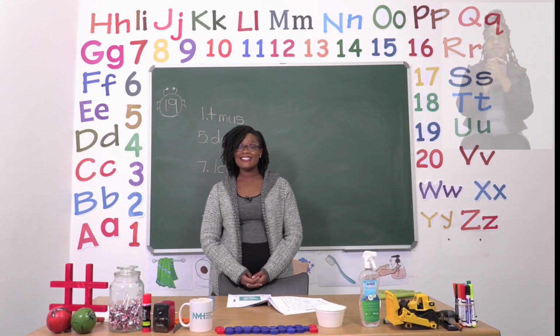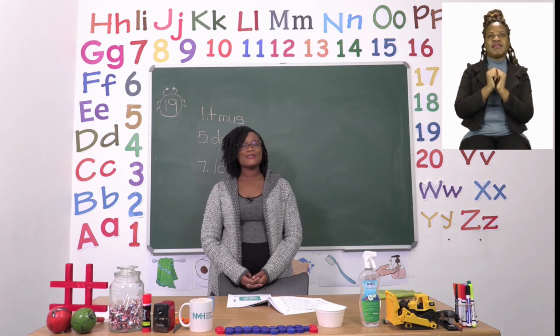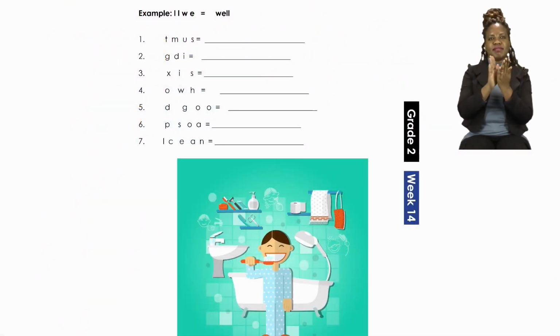Now for our lesson to continue, let us go to page 19. On page 19, we are going to be unscrambling. And this time, we're going to be unscrambling our vocabulary words and our sight words. They have given you an example of what they would like you to do. As you can see, the word was scrambled, but they rearranged the letters, and now we have the correct spelling of the word well. We are going to do number 1, number 5, and number 7 together. So let's take a look.